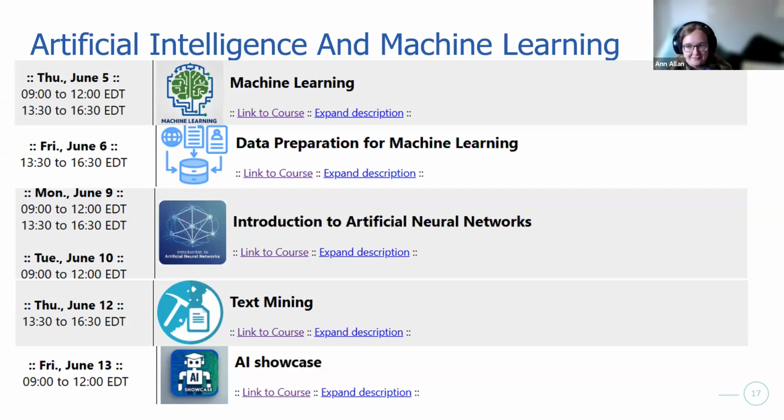Introduction to artificial neural networks provides an introduction to neural network programming, which leads into methods to generate sequences. Text mining provides an overview of tasks such as de-identification, sentiment analysis, and document clustering, and the AI showcase explores the opportunities that AI provides in the HPC context.